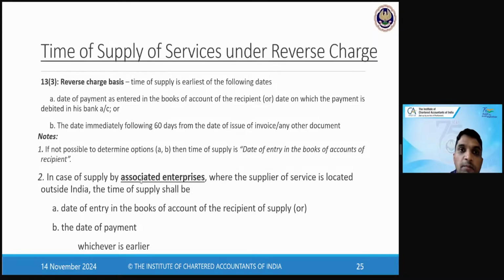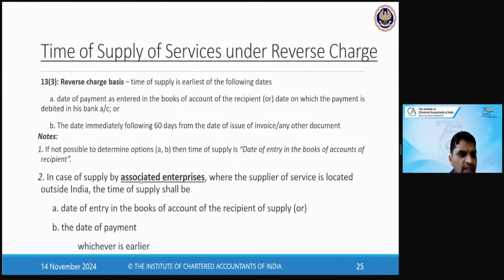Which means what? Simple, that in case of an associate enterprises also, like how we had discussed in case of telecommunication, banking and insurance companies, here also invoice may not be raised on a timely basis, but entry will be there in the books of accounts. So in case of such associate enterprises, provided that the supplier is located outside India. If he's located inside India, then you don't worry. Okay. That we know what should we do, that locally will do it.